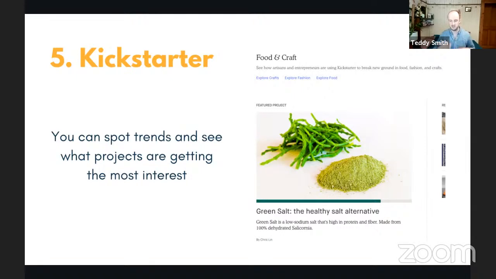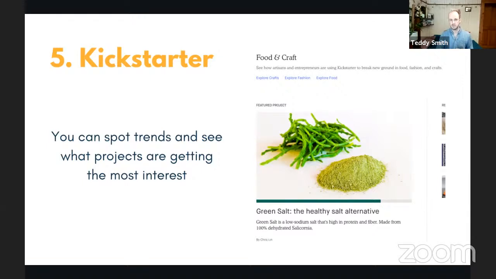Now I don't know if this is going to be the next big thing, but it definitely piqued my interest. High salt is a bit of an issue in health, and if you can make a healthy salt alternative, I can see how that could be quite popular. If you could make something like this, it could potentially be a good product for Amazon.